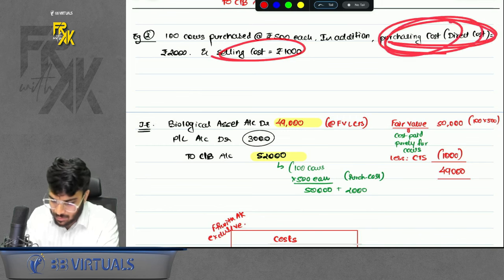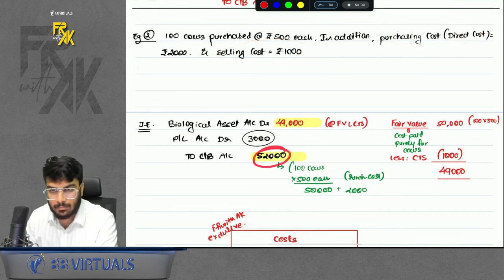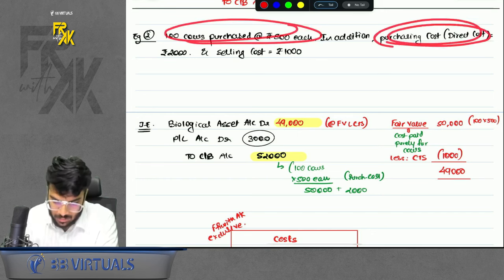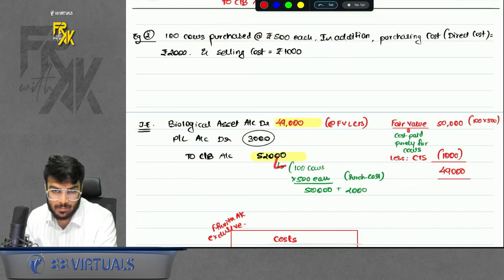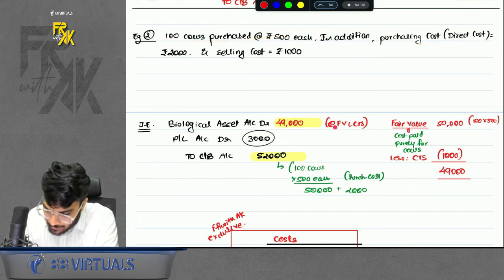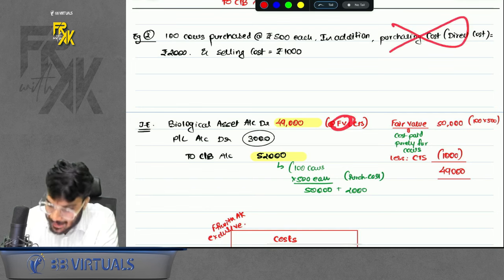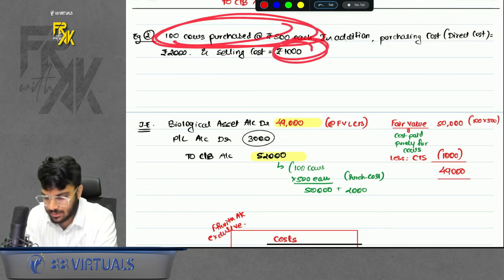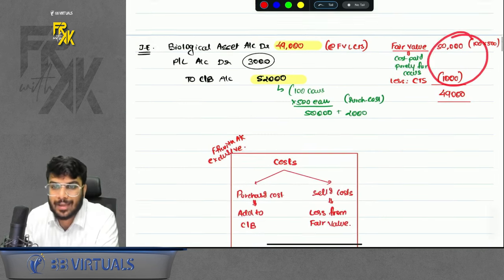If there is any purchase cost, it will get added to cash bank, because you paid to purchase the cows and you incurred the purchasing cost also. So it will get added to cash bank. But when you remove the FVLCTS, do not consider the purchase cost. You will only take the fair value less the selling cost. It is done here. Okay, so I gave you one hint for this.